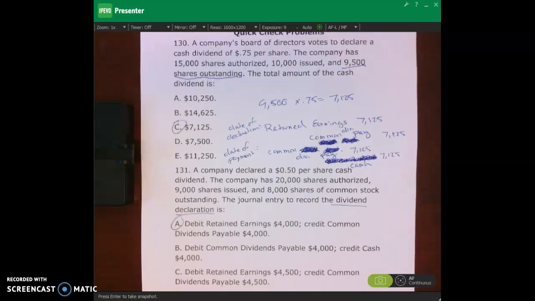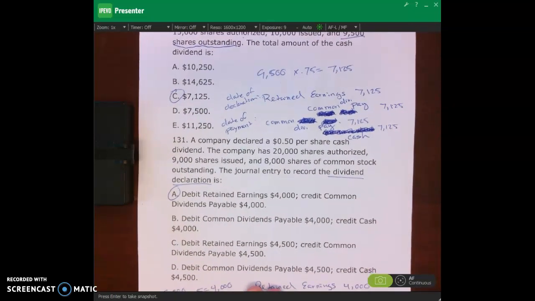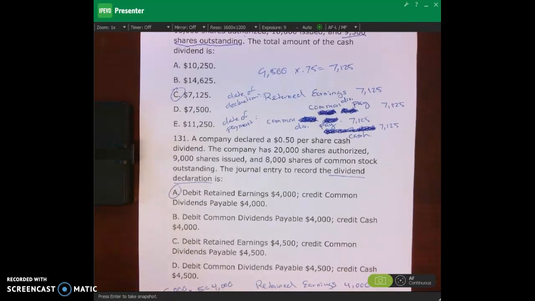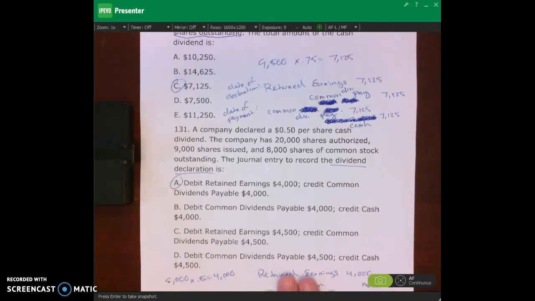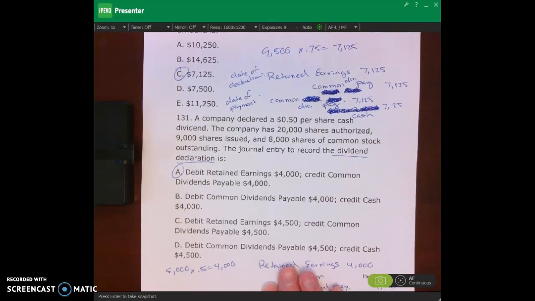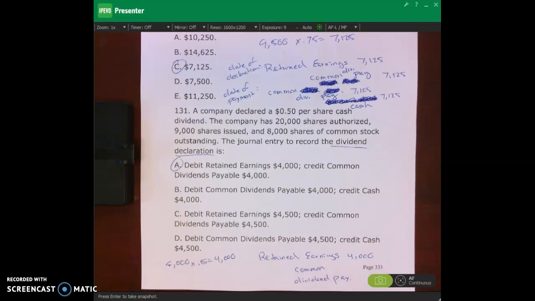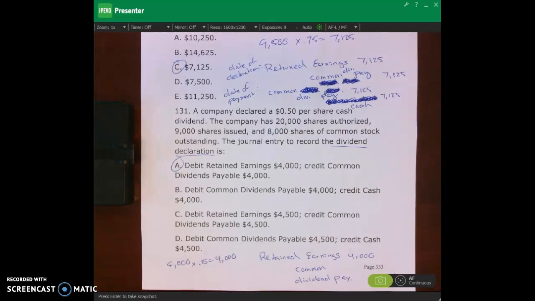So let's look at number 131. The company declared a 50-cent per share cash dividend. The company has 20,000 shares authorized, 9,000 shares issued, and 8,000 shares outstanding. Remember, use the number of shares outstanding. So you take our 8,000 times 0.5, which is 50 cents per share. This is going to be the total amount, 4,000.